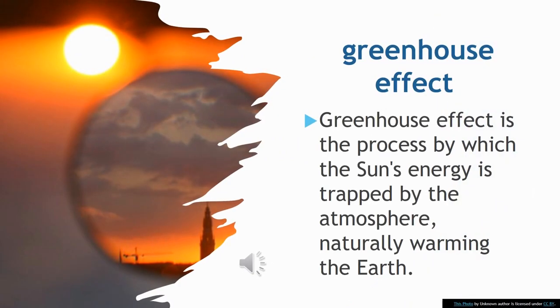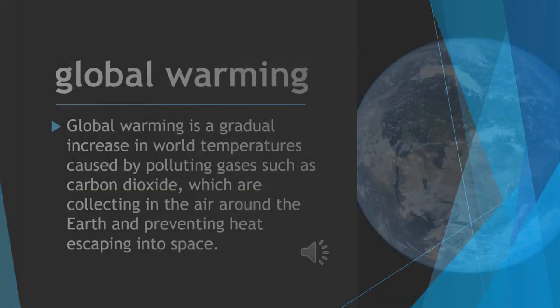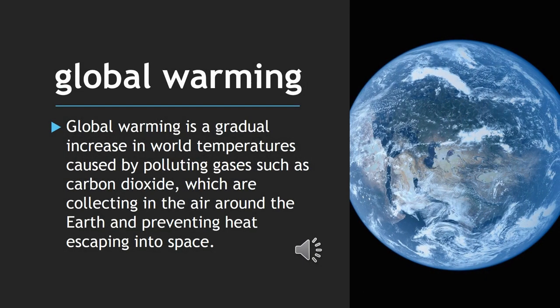Let's define each vocabulary word, beginning with greenhouse effect. Greenhouse effect is the process by which the sun's energy is trapped by the atmosphere, naturally warming the earth. Global warming. Global warming is a gradual increase in world's temperatures caused by polluting gases such as carbon dioxide, which are collecting in the air around the earth and preventing heat escaping into space.